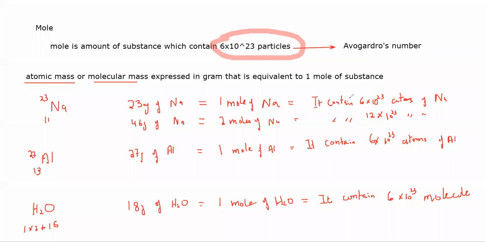So we can also use the ratio to work out in different numbers of moles how many particles are there. But 1 mole always contains 6 exponent 23. So copy this part.